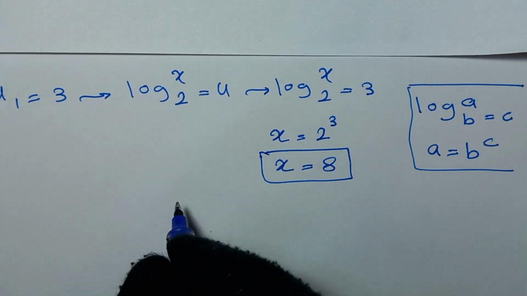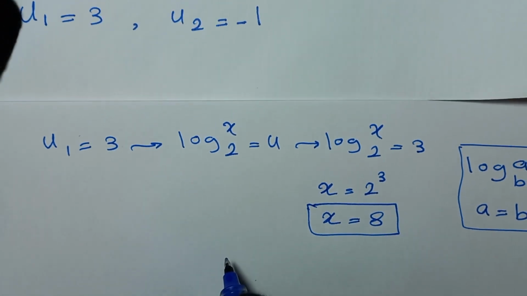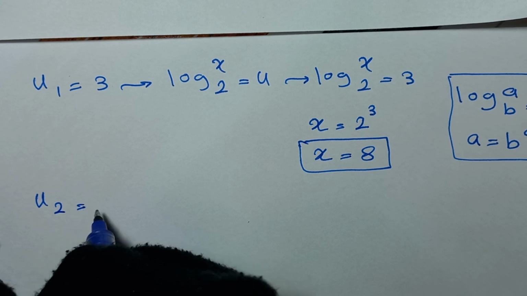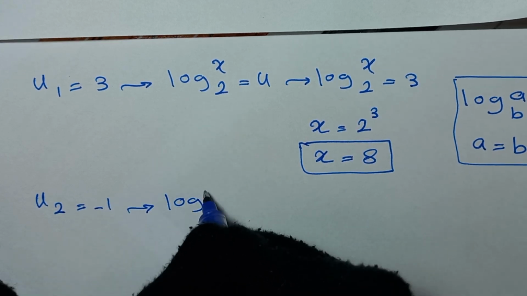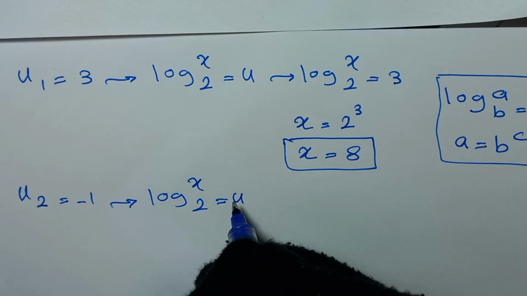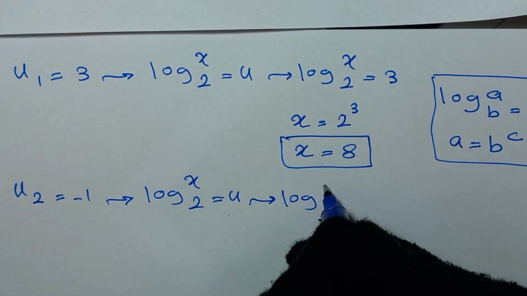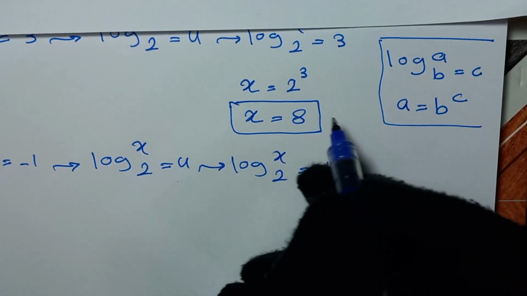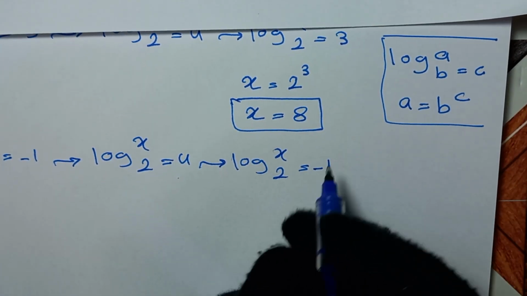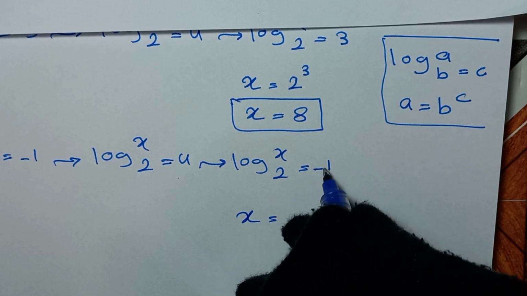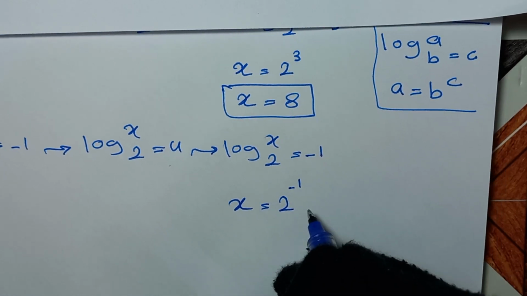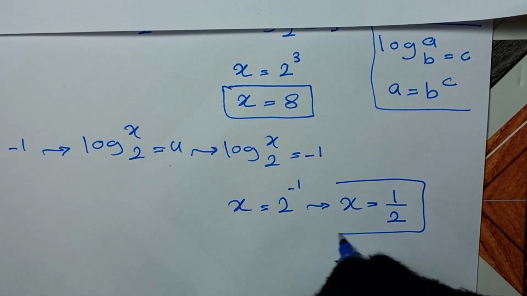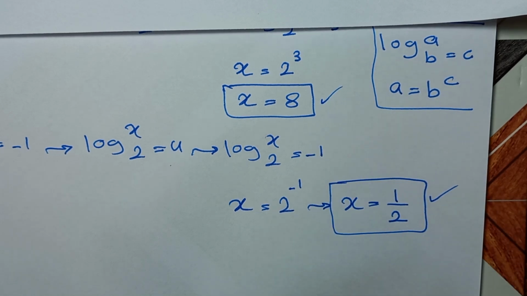And for u2, u2 is equal to negative 1, log of x to base 2 is equal to u, and in here, log of x to base 2 is equal to negative 1, and from this formula, we can write x is equal to 2 to the power of negative 1, and from here x is equal to 1 over 2. So we find two answers for x, and this is our final answer.